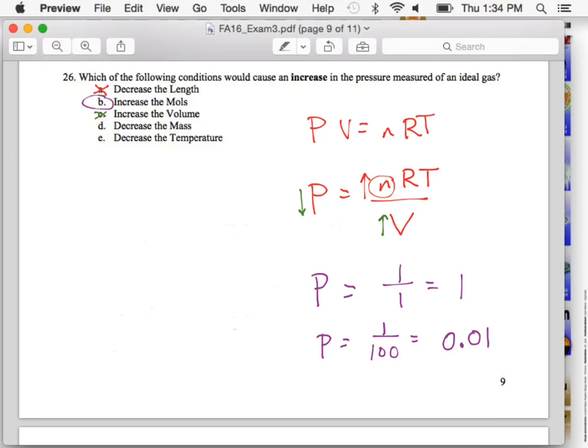Okay. Decrease the mass. This one's actually kind of tricky, so I want you to think about this a little bit. Does mass show up in my equation?